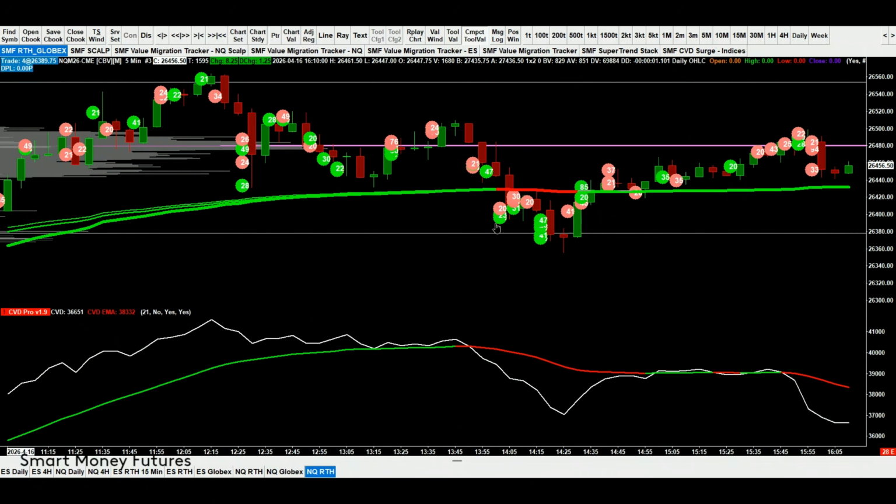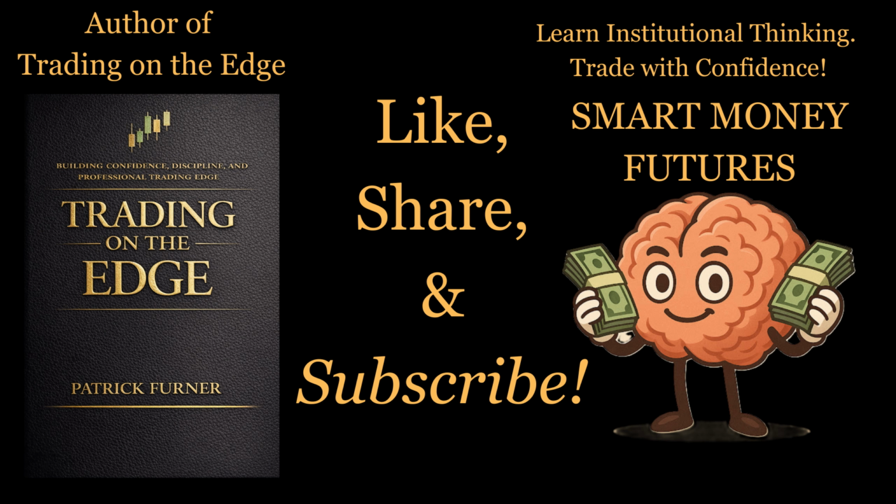So here's where Trading on the Edge fits in. This is one of the core ideas behind my book, Trading on the Edge. The book is not built around chasing indicators. It is built around reading the auction, understanding value, waiting for asymmetric locations, and using confirmation to make better execution decisions. CVD fits into that framework as one layer of evidence, not the whole model.